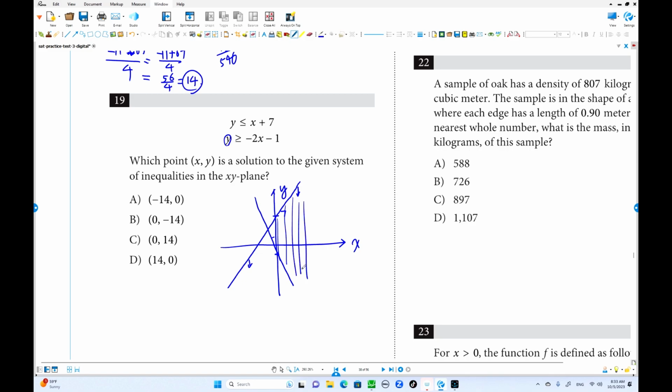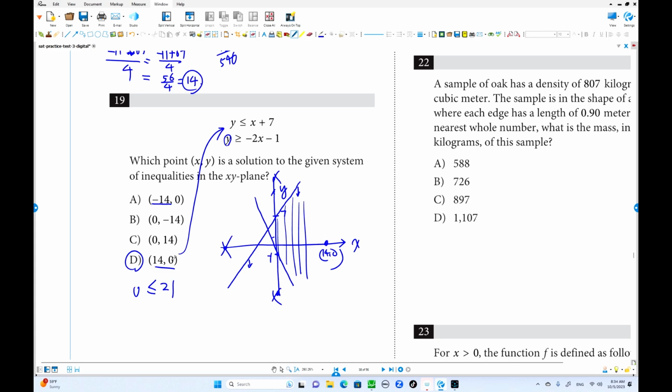Okay. Negative 14, 0 over here? No. 0, negative 4, this is negative 1 down over here. No. 0, 14 is up here. No. 14, 0 is here, right? That's right. 14, 0 is the answer. Or when you put this number over here, finally you will get the answer. When y equals 0, x equals 14, right?